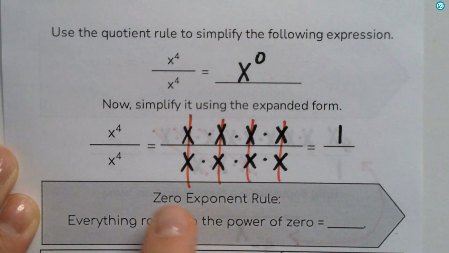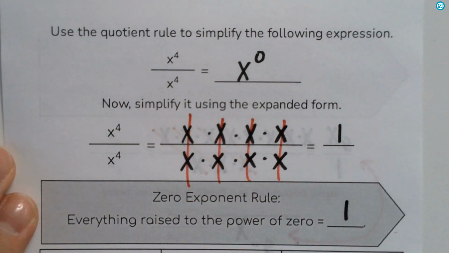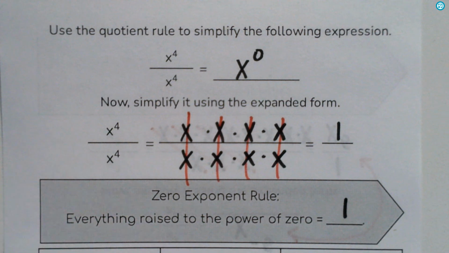So our 0 exponent rule tells us that everything raised to the power of 0 equals 1, because everything would cancel out based on that quotient rule. So anything raised to the 0th power is 1. That's why it's kind of nice, because a lot of times at the end of the problem, instead of doing the whole problem, you can just write down 1.